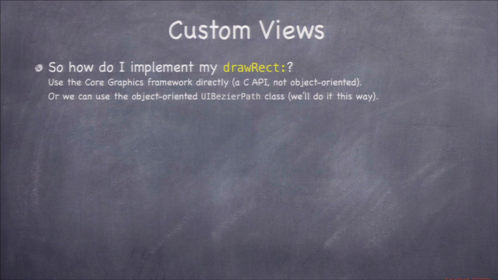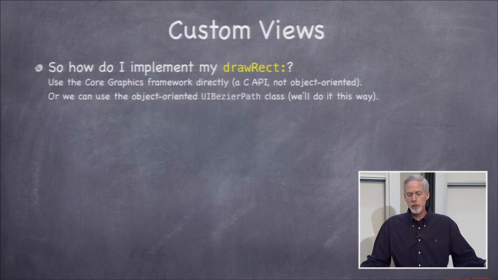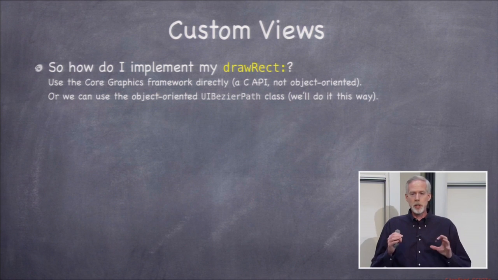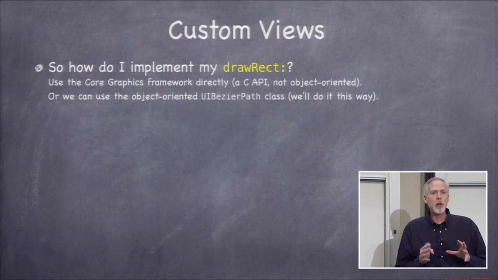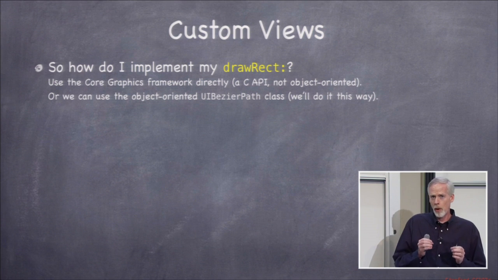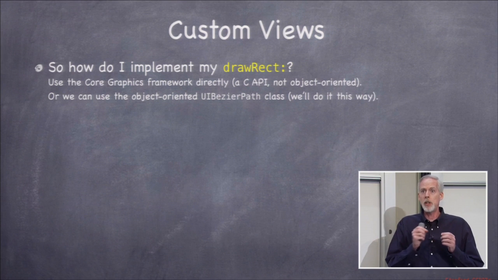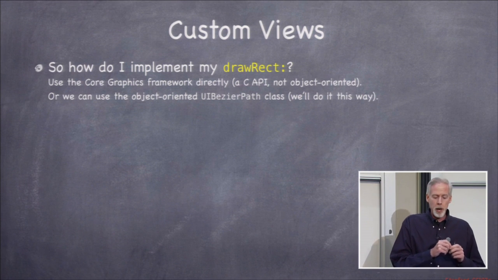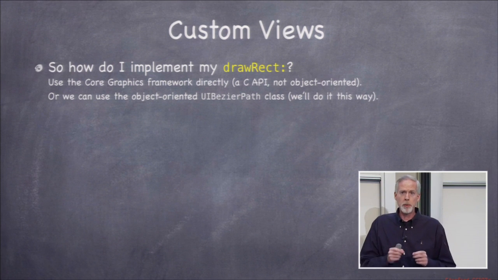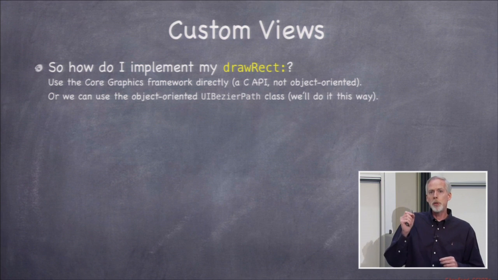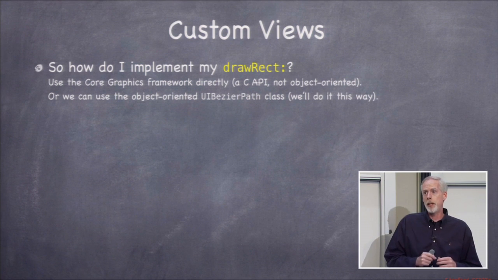All right, so how do I implement this DrawRect thing? Okay, I got this DrawRect method. I want to draw something. Well, the answer is you use the Quartz library. It's called Core Graphics. It has a ton of C functions that all start with CG, Core Graphics. They almost all take a context as the first argument. We'll talk about that. Or you can use this nice class called UIBezierPath.